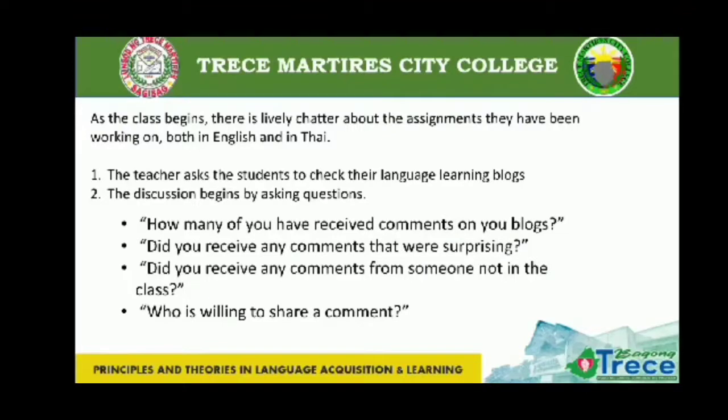As the class begins, there is lively chatter about the assignment they have been working on, both in English and in Thai. First, the teacher asks the students to check their language learning blogs. Then second, the discussion begins by asking questions. The questions are, how many of you have received comments on your blogs? Did you receive any comments that were surprising? Did you receive any comments from someone not in the class? And then, who is willing to share a comment?